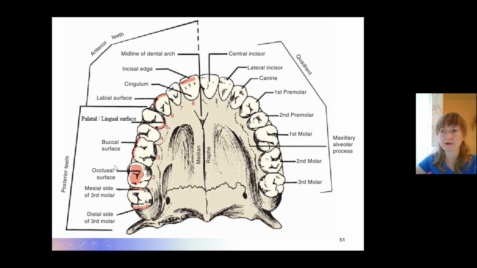As well, we have surfaces of teeth. We have facial surface. We give this name to surface that is close to the cheeks for both posterior and anterior teeth. It is facial surface. But we separate. If it is anterior teeth, we can call it labial surface. For posterior teeth, the same surface we call buccal because close to the cheeks.